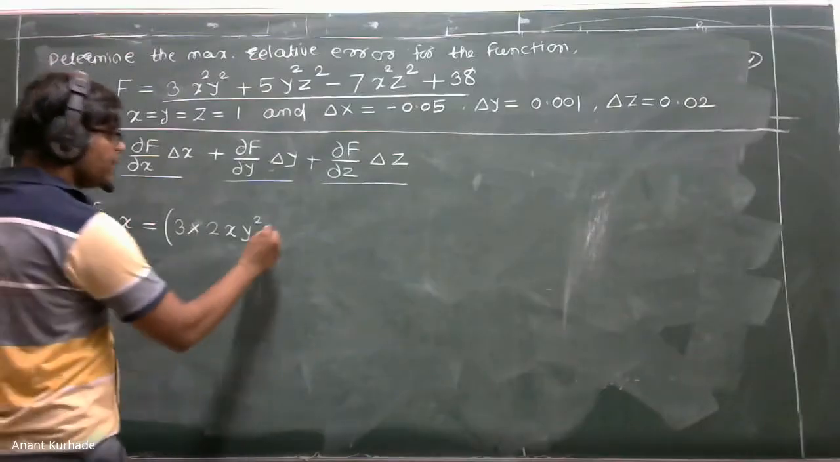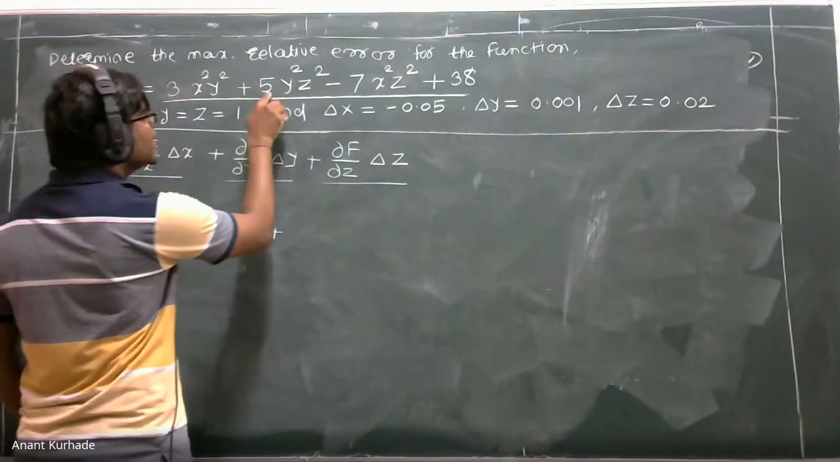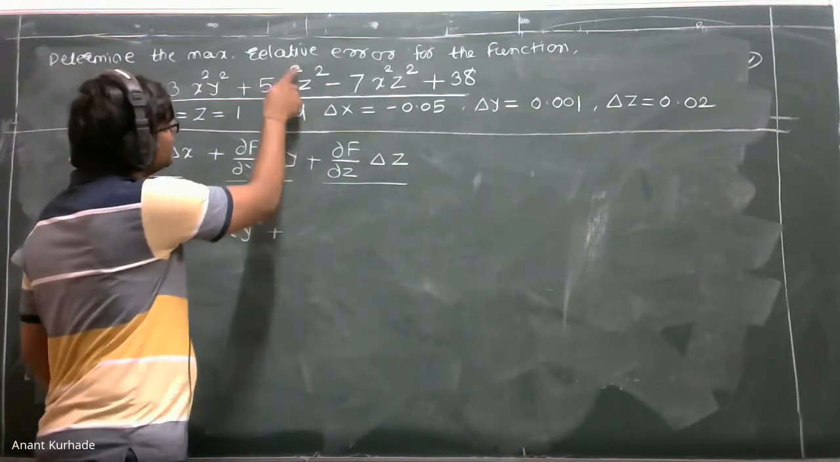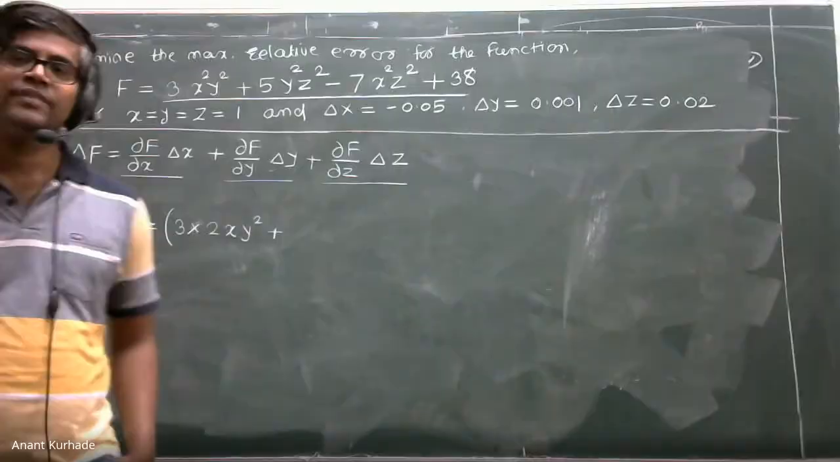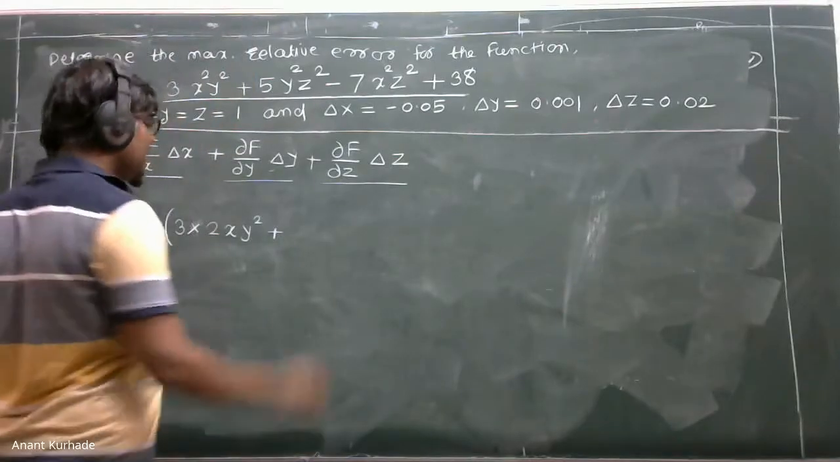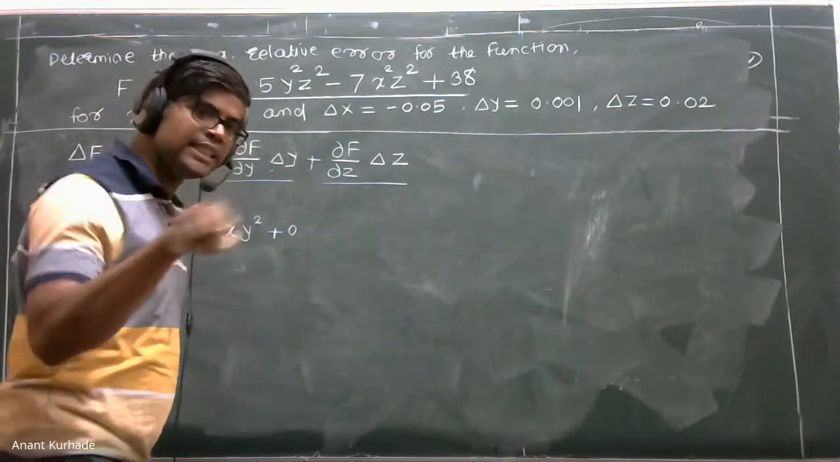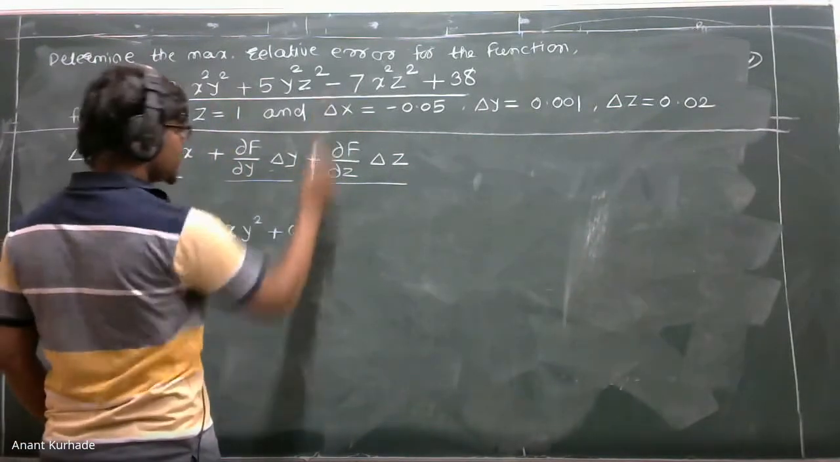Then plus, now here x is missing. So what is the derivative of this? It is 0, because x is missing, so we have a constant, and the rate of a constant is 0. Plus, not plus or minus.